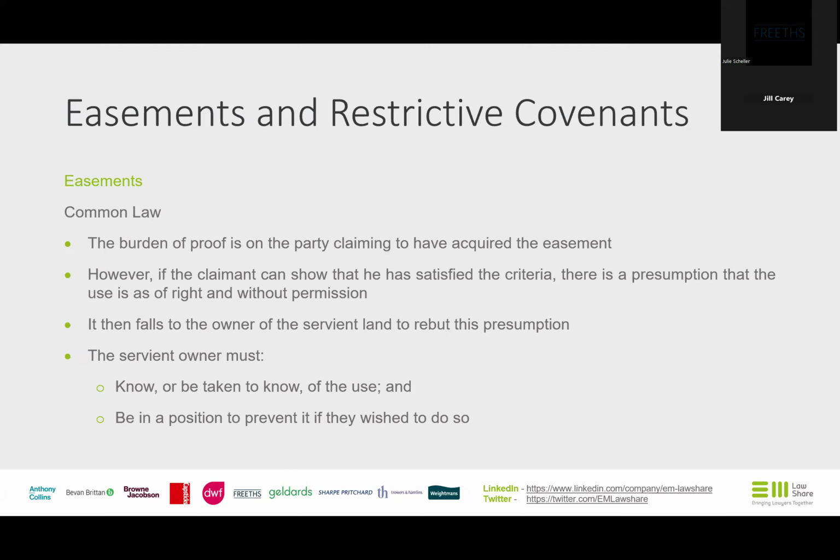In order to be at risk of the easement being acquired, the servient owner must know, or at least be taken to know, of the use, and it must be reasonable. They must be in a position to prevent it if they wish to do so. For example, if you know that somebody is using your field as a shortcut, you could put a gate up that would prevent it. If you could have done that and you don't tell them to stop, put up a gate, do something, then you'd be more at risk.